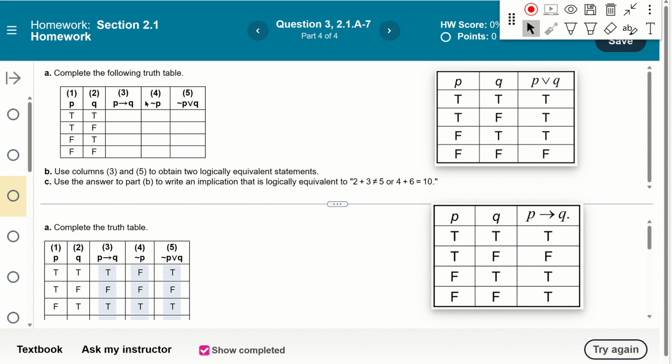However, if you take a look at not P or Q, you're going to see a different result. So we go ahead and proceed as usual.